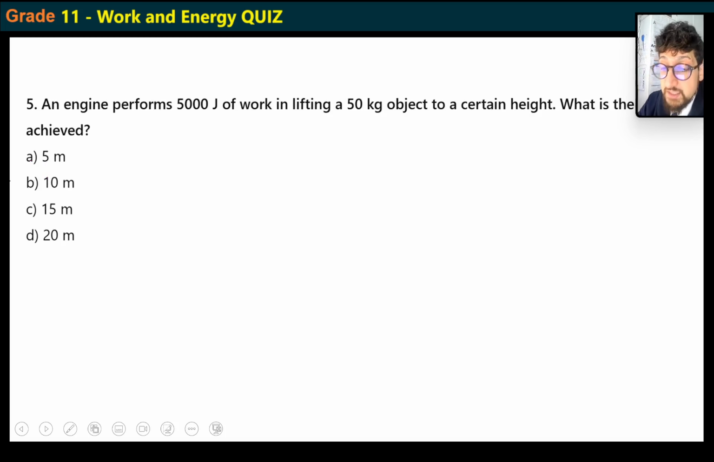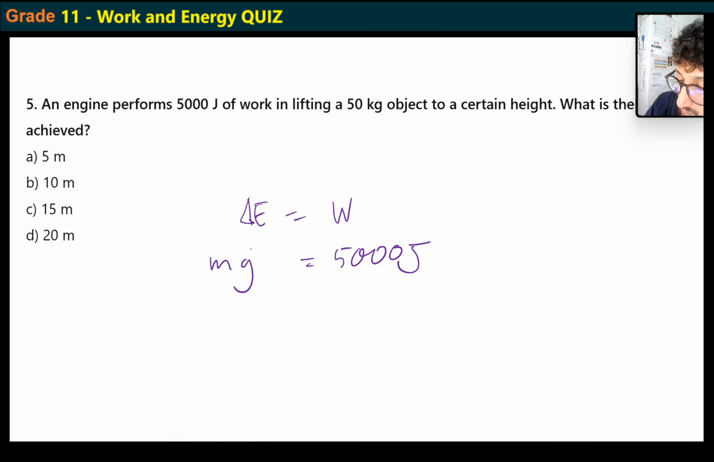Final question. An engine performs 5,000 joules of work in lifting a 50 kilogram object to a certain height. What is the height achieved? So change in energy equals work, so we've got 5,000 joules, and that equals mgh. So we've got 50 multiplied by 9.81 multiplied by height is equal to 5,000 joules.